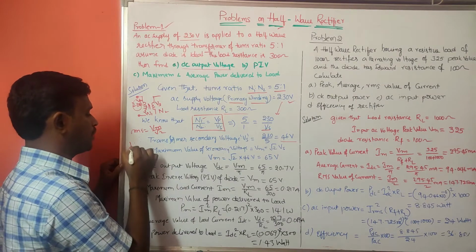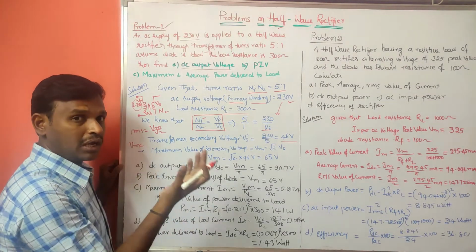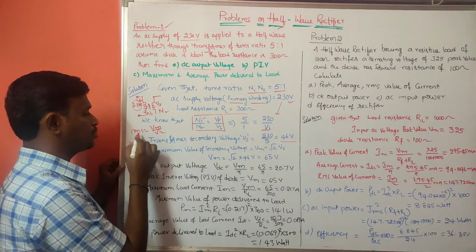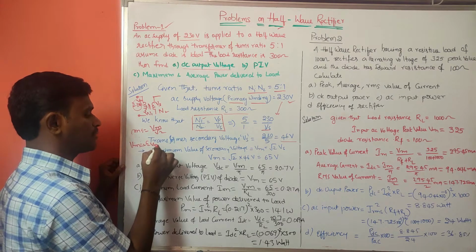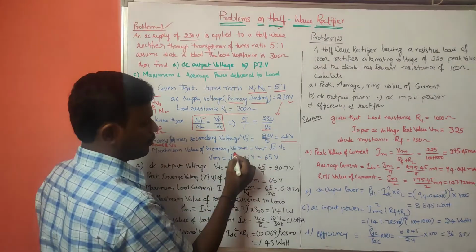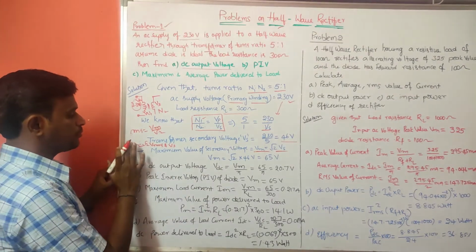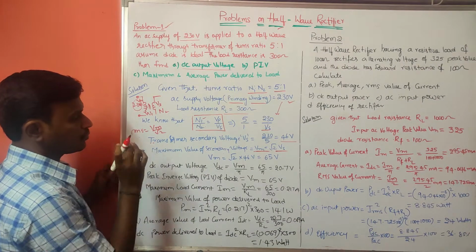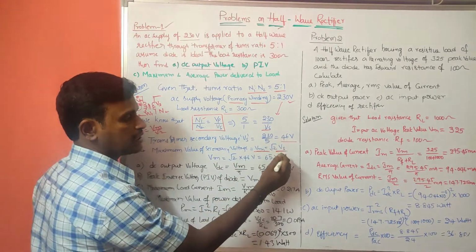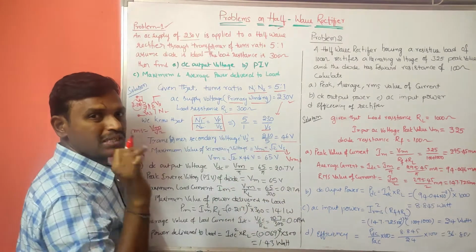So here we require Vm, and Vs is the RMS value of the secondary, which we can also call the secondary winding voltage. Therefore, Vm is equal to root 2 into Vrms, or we can write Vs. That's what I have written here. The maximum value of the secondary voltage Vm is equal to root 2 into Vs, the Vrms value of the transformer secondary.